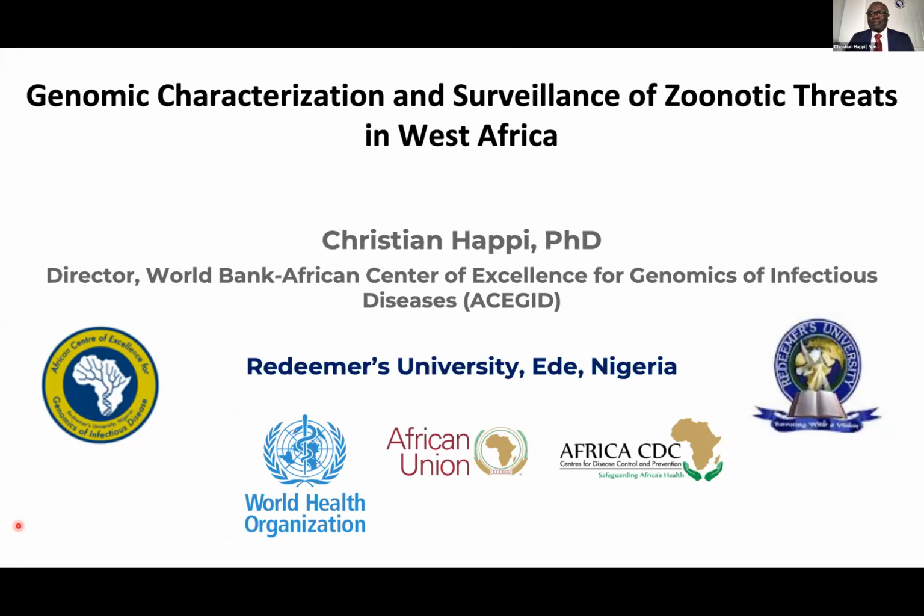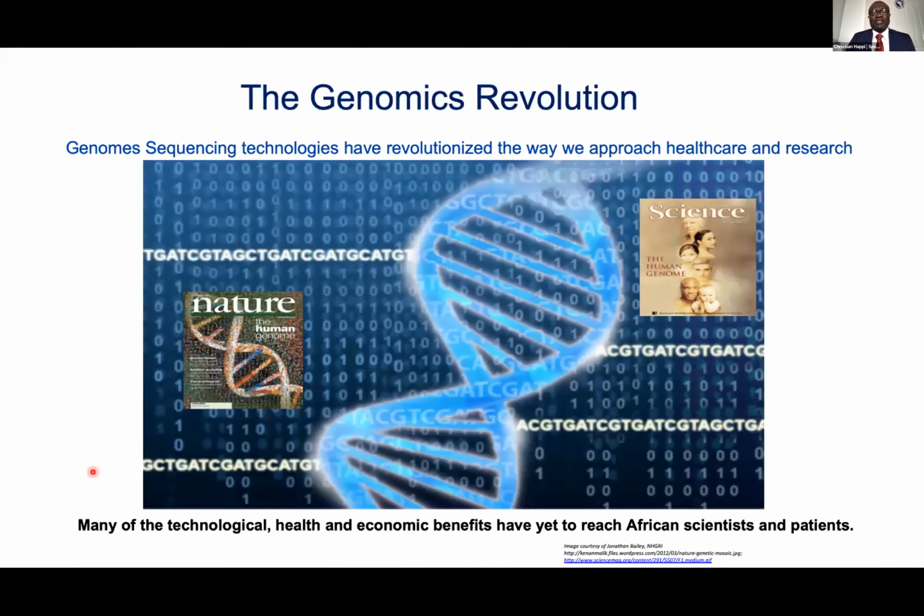The Africa Center of Excellence for Genomics of Infectious Diseases is a World Bank regional reference laboratory in Africa for infectious disease genomics, and is also an Africa CDC, under the African Union, reference laboratory for infectious disease genomics on the continent. Why do we use genomics as a way to change the narrative in how we study infectious disease in Africa, and especially do surveillance? Simply because genomic sequencing has revolutionized the way we approach healthcare and research, but many of the technological and health benefits do not really reach Africa, because we do not have the platforms and the know-how to do that.